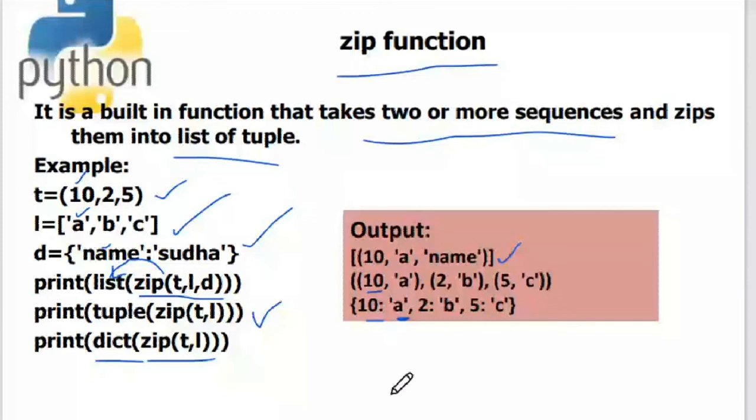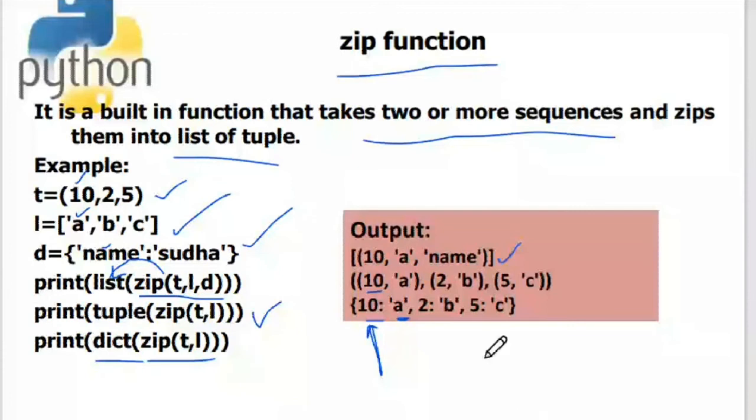So zip is a very helpful function when you have different data and you want to combine them together. You can just use this zip function. Okay, is the zip function clear to everyone in my class? Yes, ma'am. Yes, ma'am. Yes.